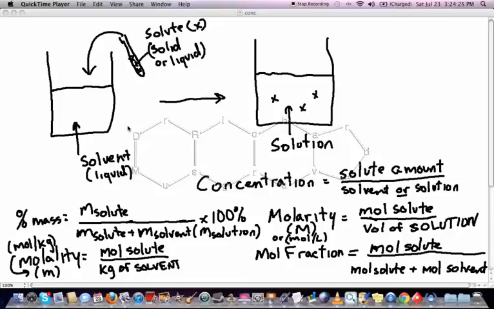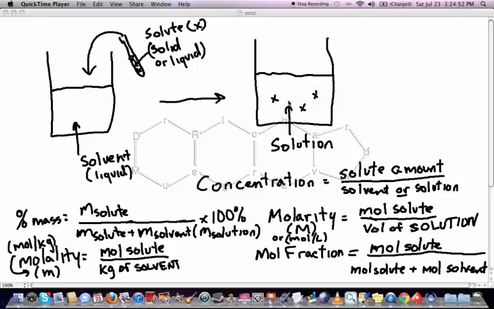I want to now introduce you to the concept of concentration, and there are a number of terms that we need to be familiar with first. The first one is solvent, and that is what is doing the dissolving, and this is usually a liquid. And then we've got a solute, and that's going to be either a solid or a liquid that will end up being dissolved in the solvent. And after we've dissolved this solute in the solvent, we get what's called a solution.